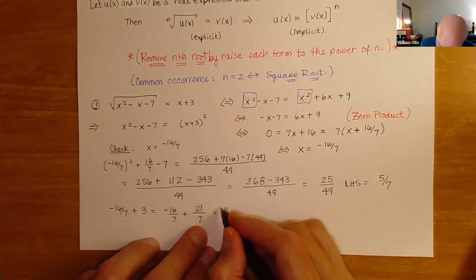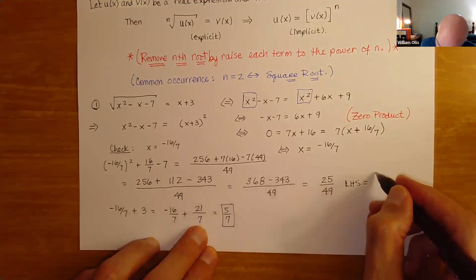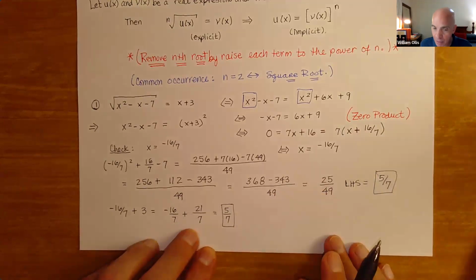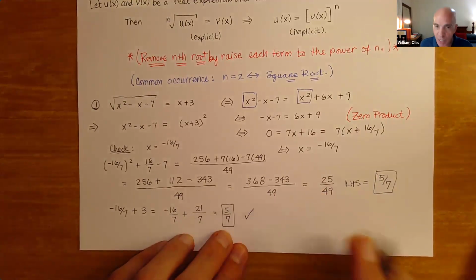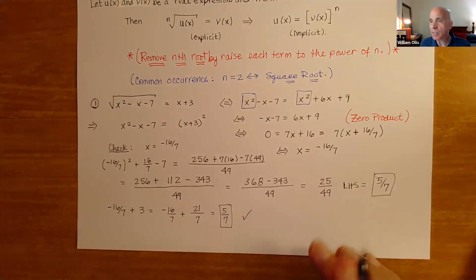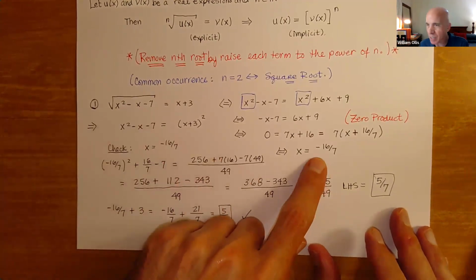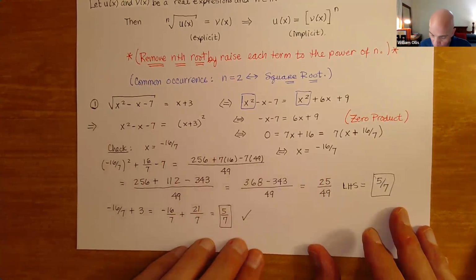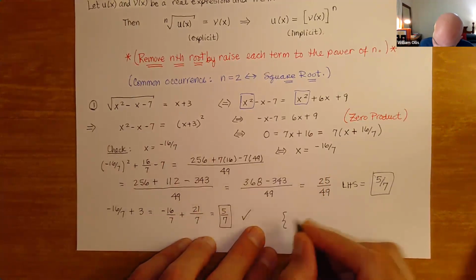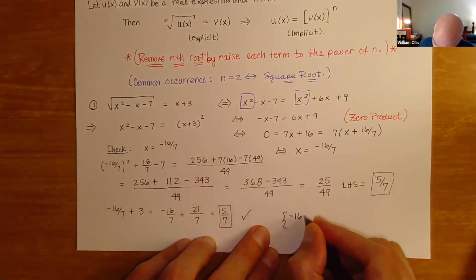So we see that when we check, we get valid. So this is a check for us. Usually the check is a little bit more straightforward than this, but you can see, since we have a quadratic here and we get a fraction here, there's going to be a little extra work. But now we can say we have a verified solution.